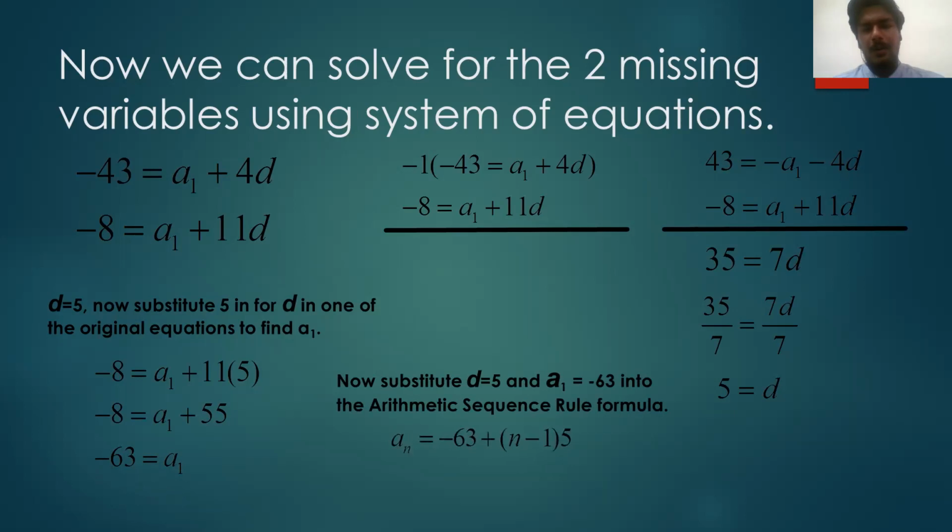In the sequence formula we get a_n is equal to minus 63 plus (n minus 1) times 5. Simplifying the equation, we got a_n is equal to 5n minus 68.